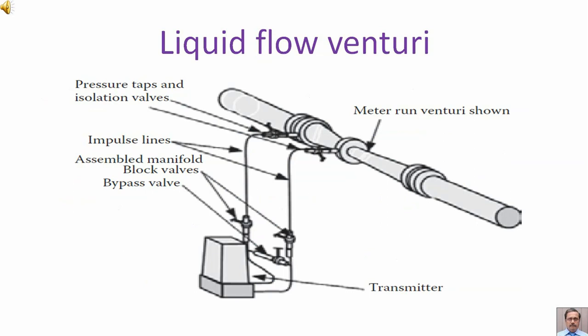This diagram shows the DP device mounted below the flow element. In this case, the flow element is a venturi.